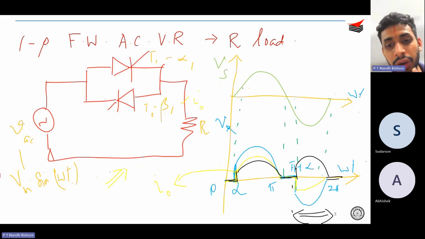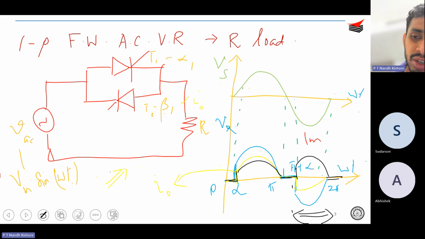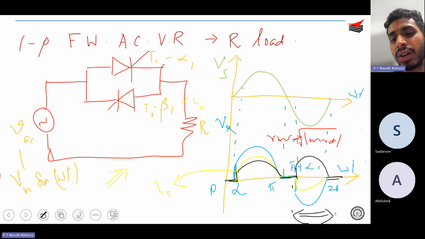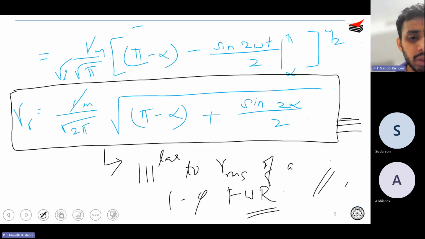Since you are squaring it, you are taking kind of a mod operation. RMS is basically a mod operation, the mean of it, and then the root. That is why you see the similarity with respect to rectifiers, correct? So this was about your RMS voltage.